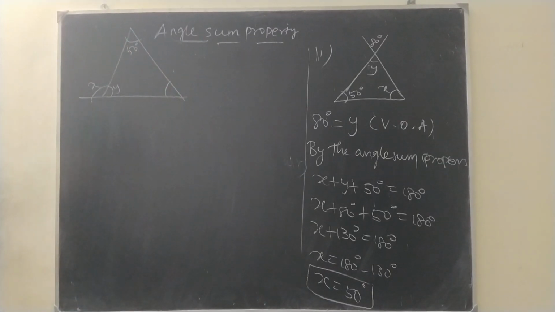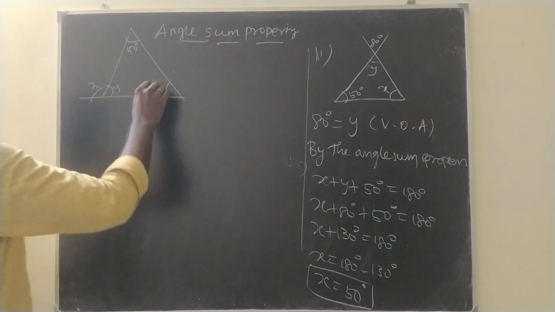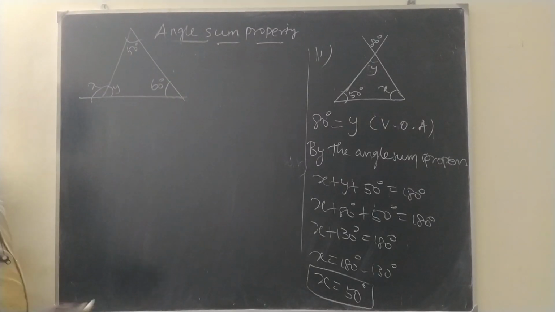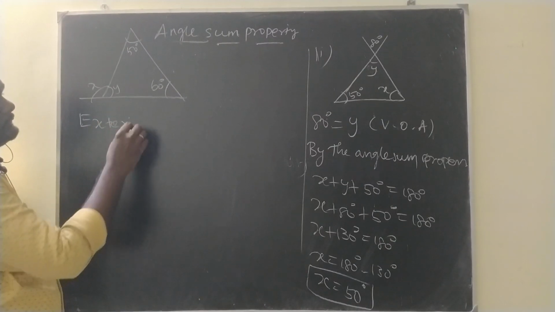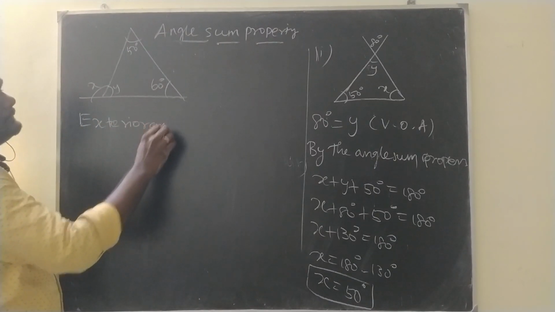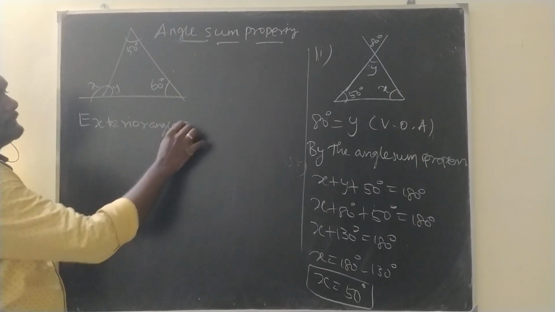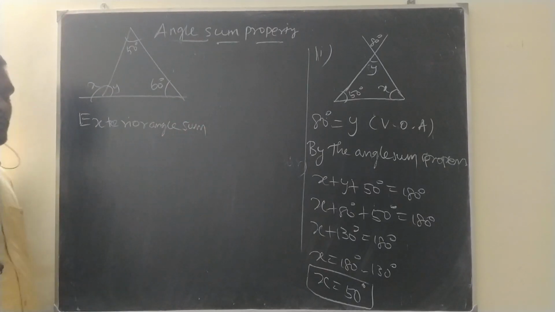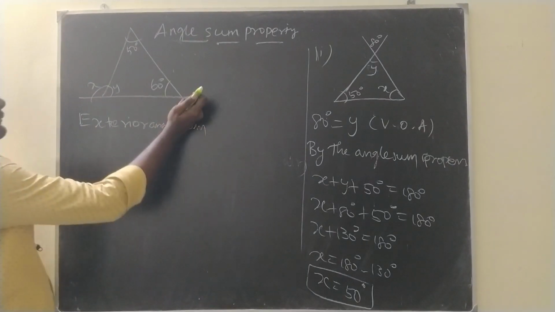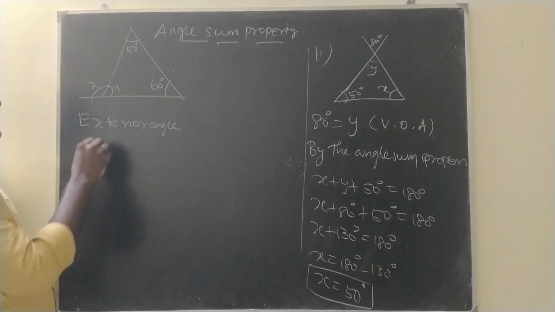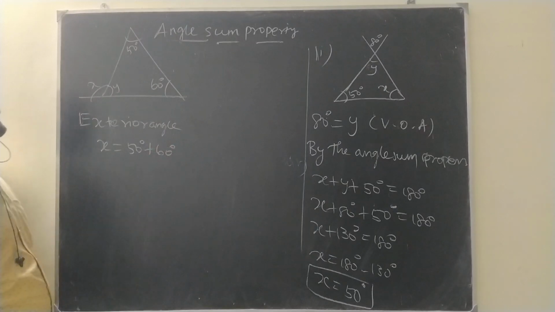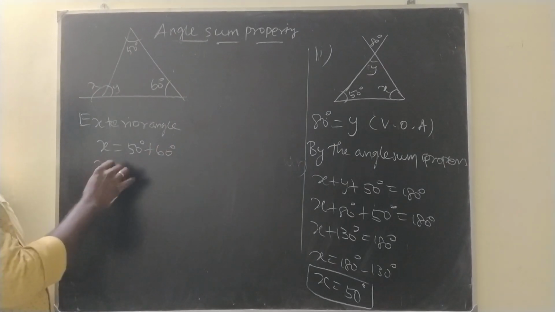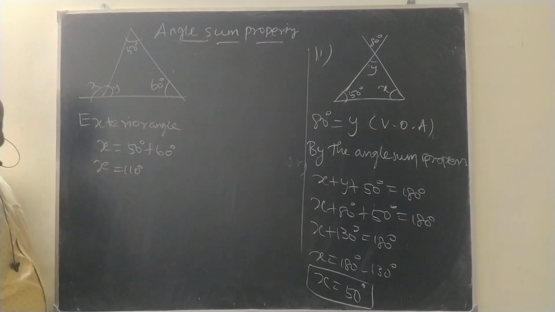110 degrees. See, we can use the exterior angle property. What is that exterior angle property? The angle x is equal to 50 plus 60. Then x is equal to 110 directly.